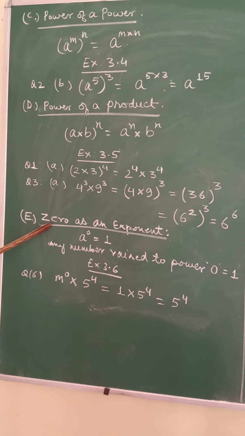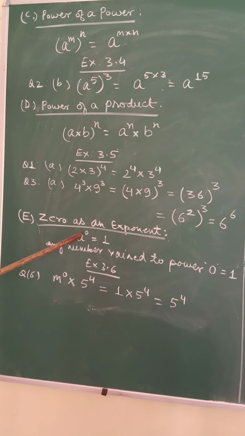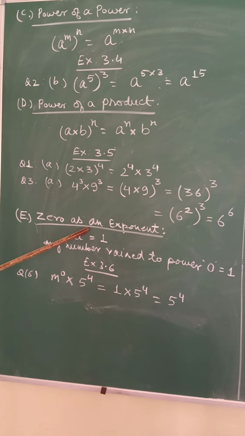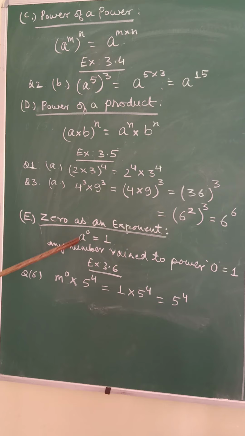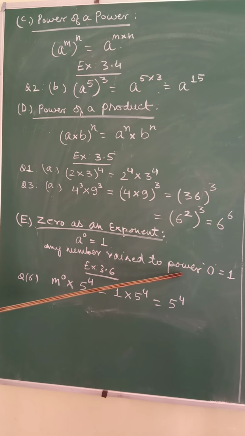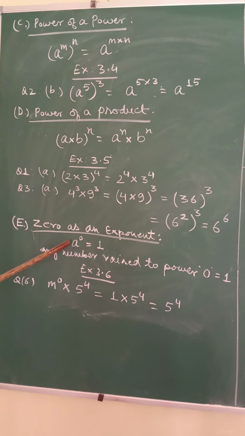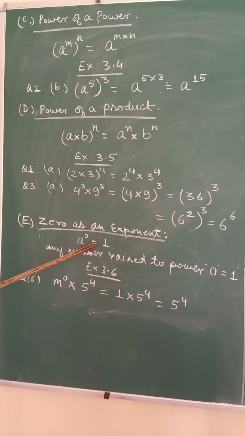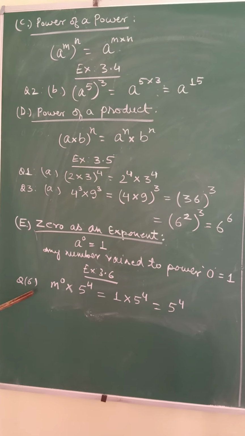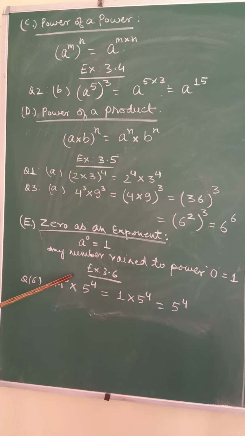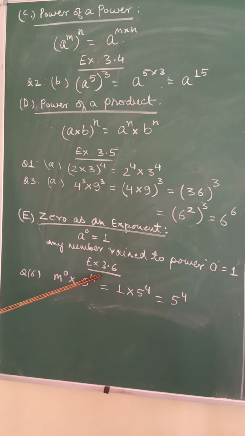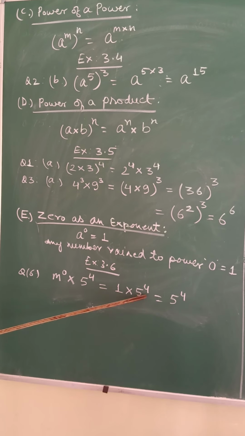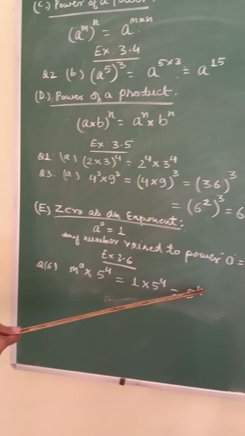The next is 0 as an exponent. So if any number is written and 0 is the power or exponent, right? Any number raised to power 0 equals 1. So a raised to power 0 will equal 1, right? So based on this, exercise 3.6, question 6, m raised to power 0 multiply 5 raised to power 4. So m raised to power 0 equals 1 into 5 raised to power 4. The answer will be 5 raised to power 4.